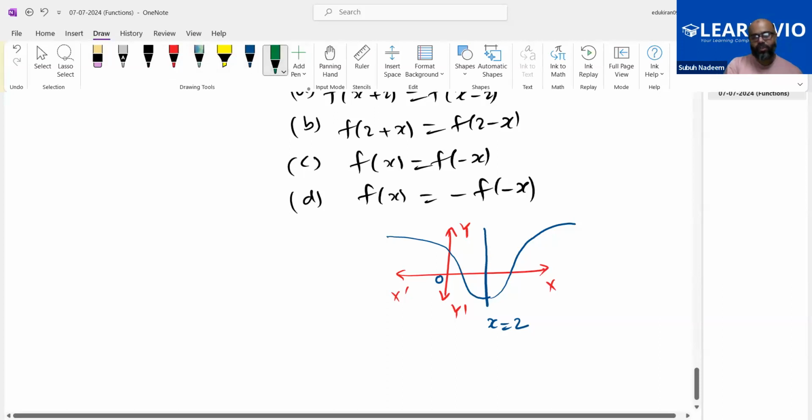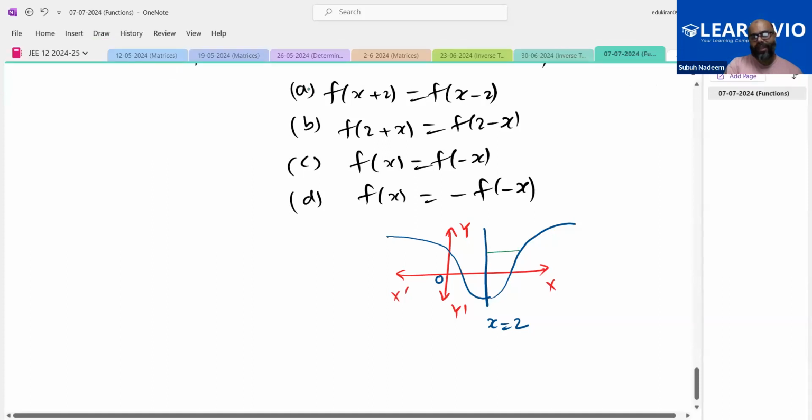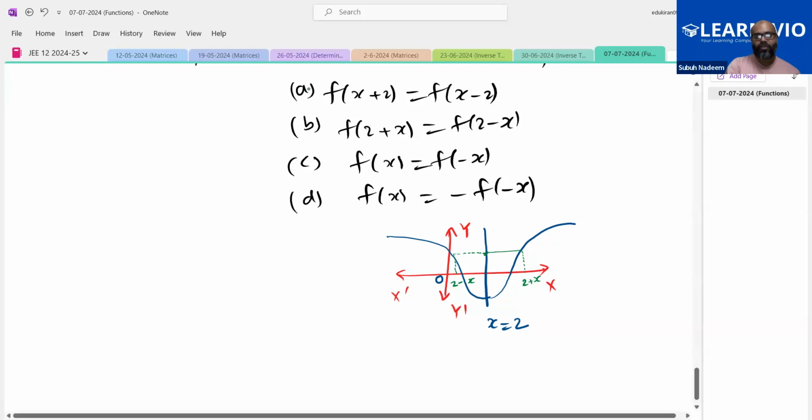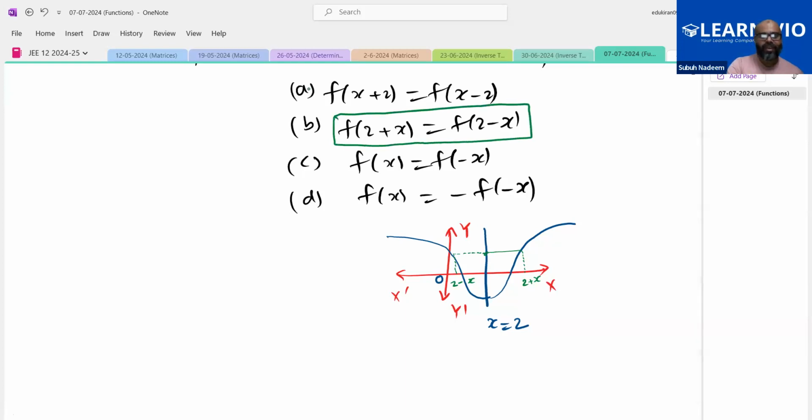Now, if you want to see the options, if you add any constant x to 2, this point will be 2 plus x, and correspondingly here, this point is 2 minus x. X distance forward, x distance backward. So we get the same function. So we say that f of 2 plus x, if we add x to it or subtract x from it, we get the same result.